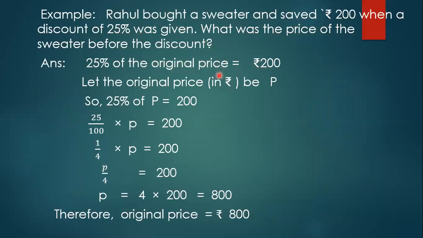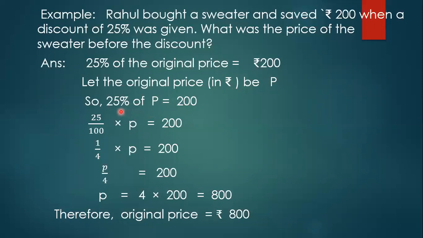Now, we don't know the original price. So, we will take it as P. This is the example taken from the textbook, so I am using the same variable, P. Instead of P, you can use any variable. Let the original price be P or X or Y, any variable you can take. Now 25% of P is equal to 200.